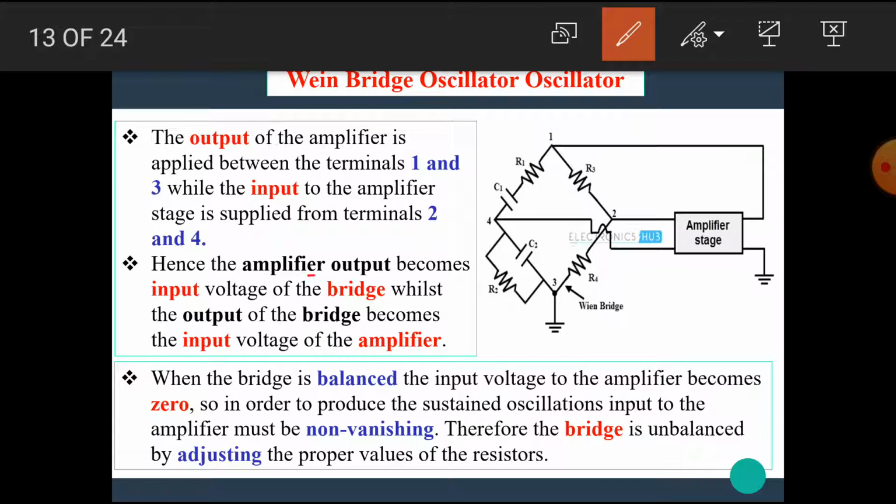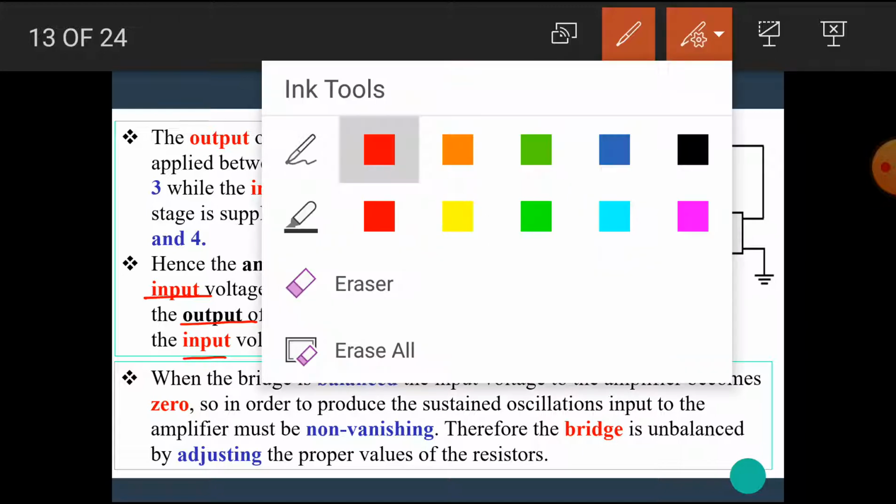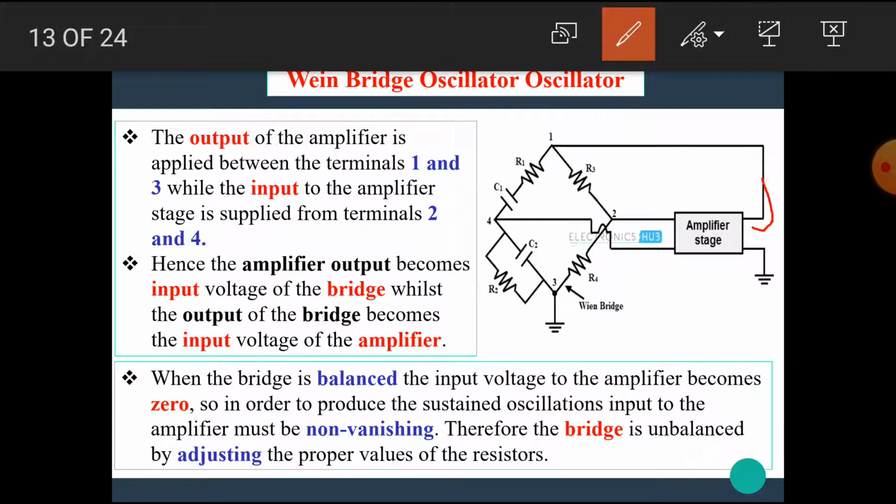Hence, the amplifier output becomes input voltage of the bridge, while the output of the bridge becomes the input voltage of the amplifier. That means the amplifier output is the input of this bridge and the output of the bridge is the input of the amplifier. When the bridge is balanced, the input voltage to the amplifier becomes 0. So in order to produce sustained oscillations, the amplifier input must be non-vanishing. Therefore, the bridge is unbalanced by adjusting the proper values of resistors.